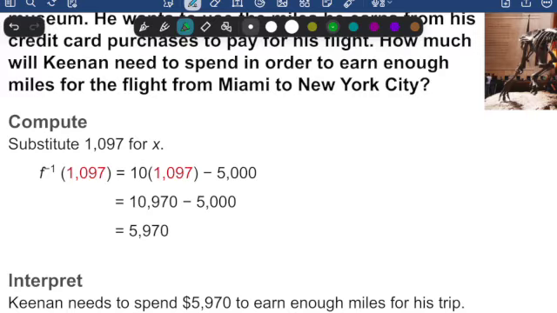Okay, so our inverse function was solving for the amount of money spent. The original function was telling us the balance of miles. So again, we switched the input and the output, and instead of calculating total miles, we were calculating total amount of money. So we were switching our input values and our output values.